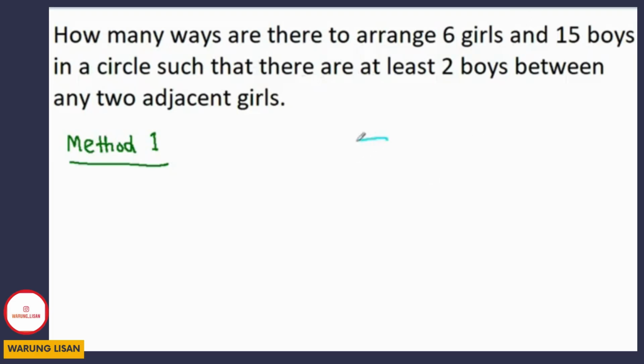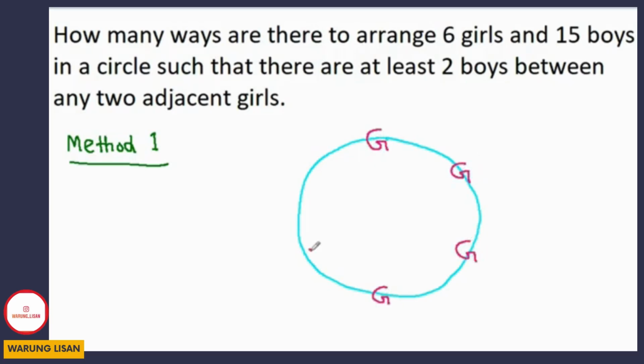So we have a circle and we have 6 girls and 15 boys. So first arrange these 6 girls. So 1, 2, 3, 4, 5 and 6. And now we have 15 boys, and there is a condition also, that is, there are at least 2 boys between any 2 adjacent girls. So what I am going to do is I am putting exactly 2 boys between 2 adjacent girls.